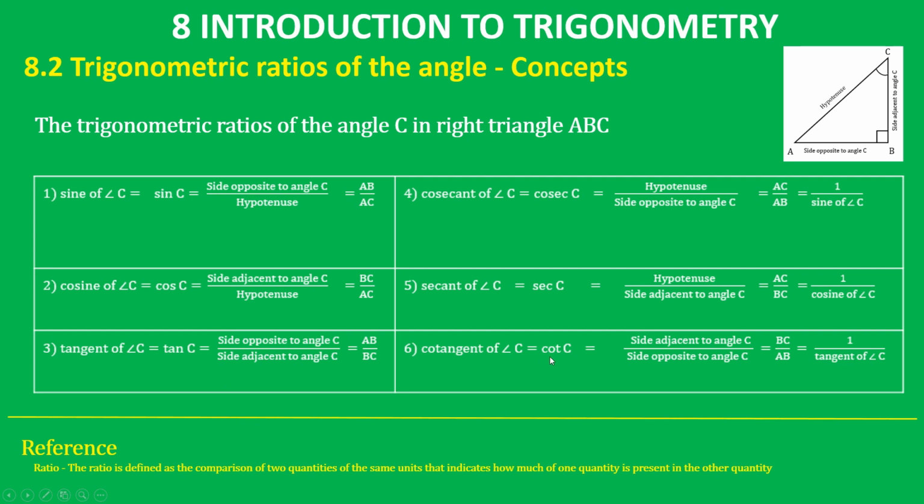Next, cotangent of angle C, or cot C, is equal to side adjacent to angle C divided by side opposite to angle C, which is BC by AB, which is the reciprocal of tan C.